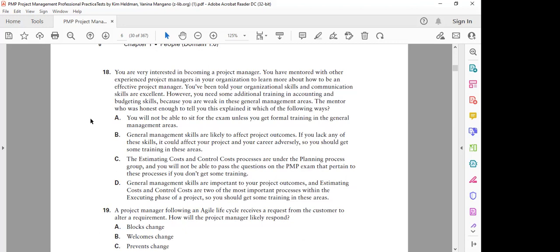Sir, I'm not getting this question. The question is, they are saying you are good in communications and organizational skills, but you are weak in general management areas. So which answer is suitable? They are not asking anything about exams, so it cannot be the answer, right? Yes, A is not the answer. And again, passing the exam for sure. Thank you very much.